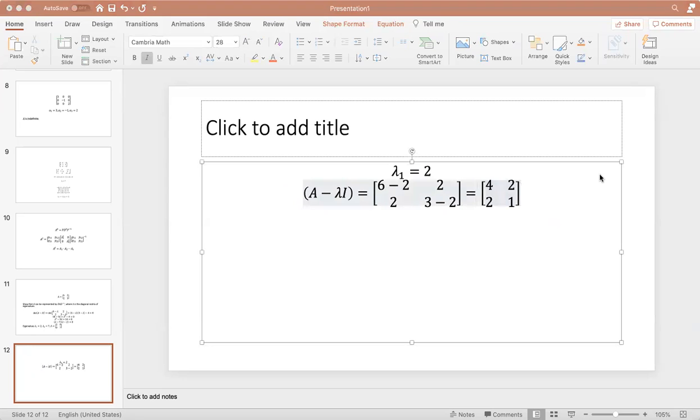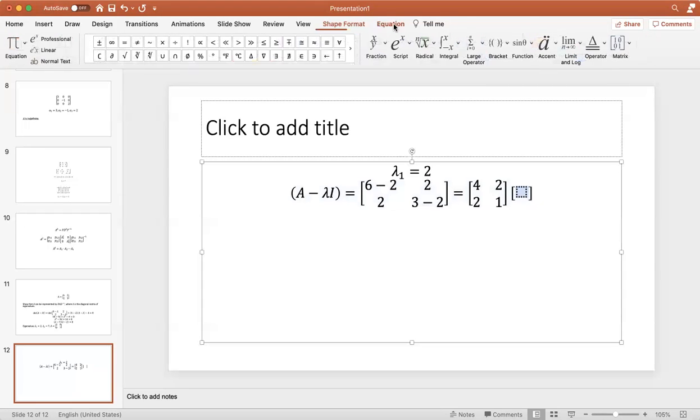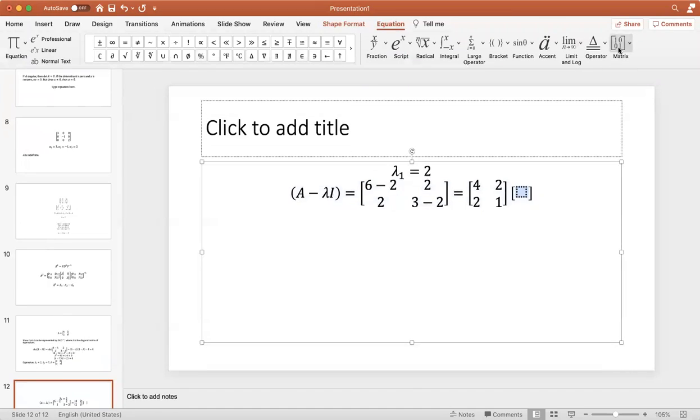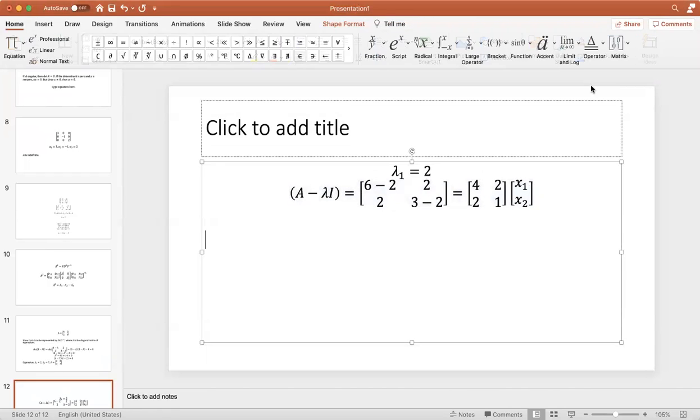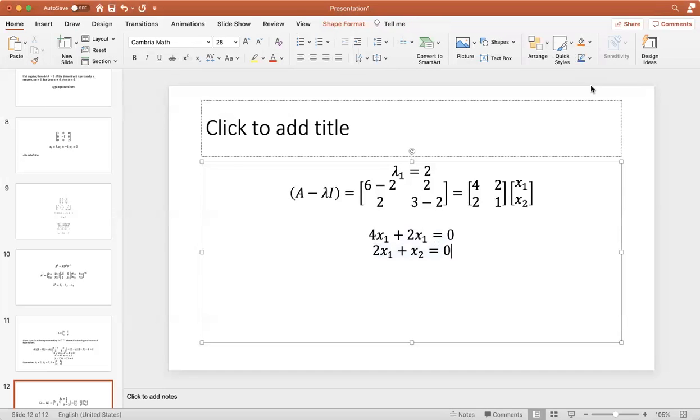Now, solving this, we actually have a vector of x's here. Since we know that the eigenvector is non-zero, with x1, x2, you have 4x1 plus 2x2 equals 0, right? And you have 2x1 plus x2 equals 0.